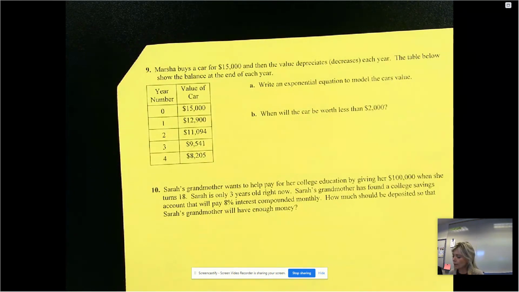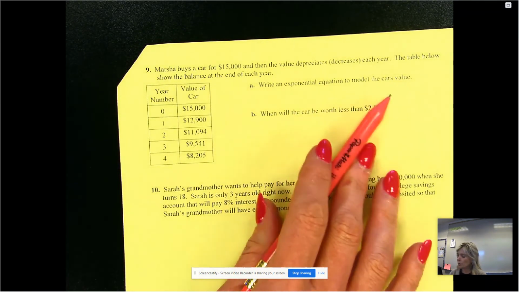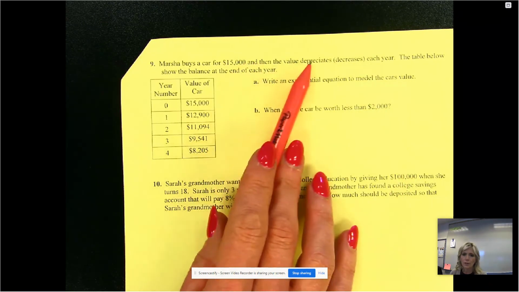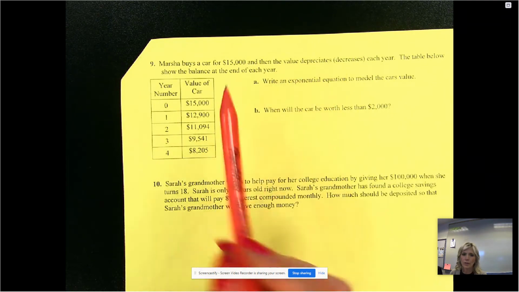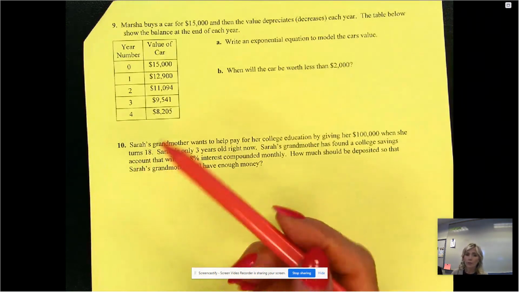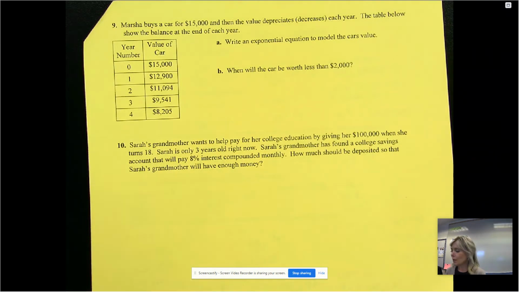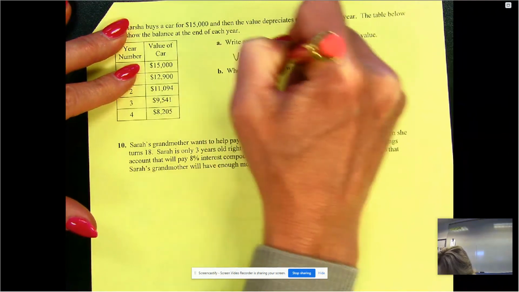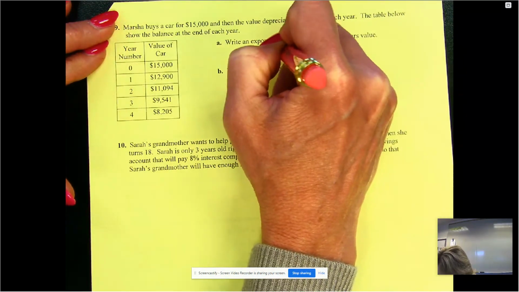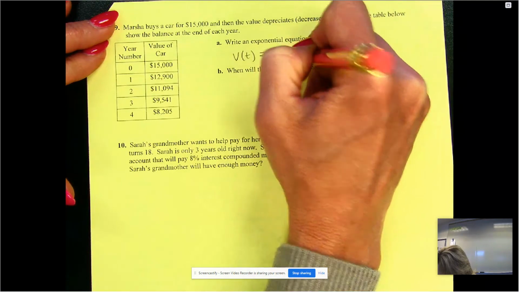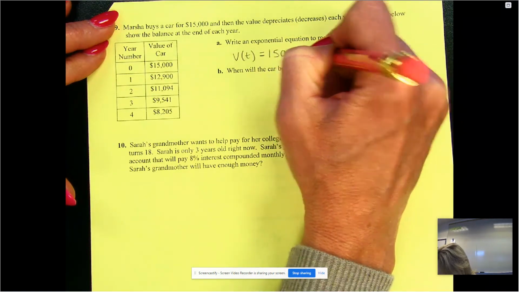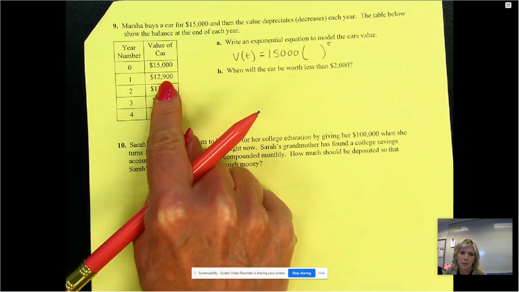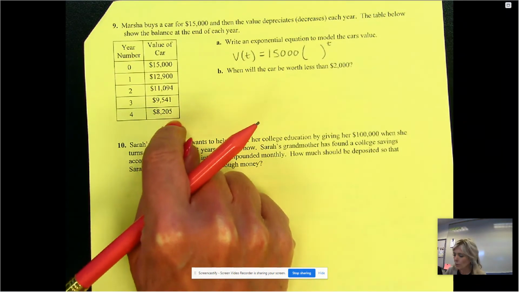Okay, on number 9, write an exponential equation to model the car's value. So it's bought for 15,000. It's decreasing in value each year. And instead of knowing a percent of decrease, we know values in a table. So I know that the value over time is going to equal the initial amount, which is 15,000, times some sort of factor to the t.